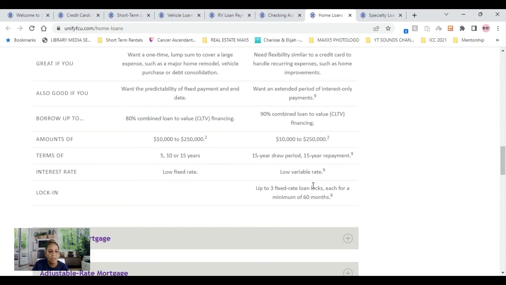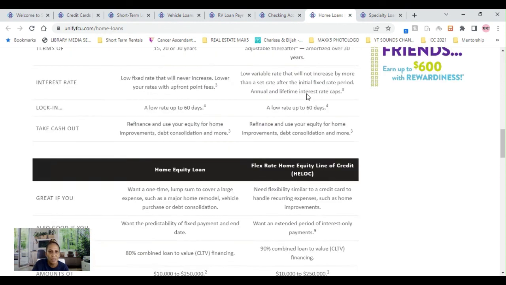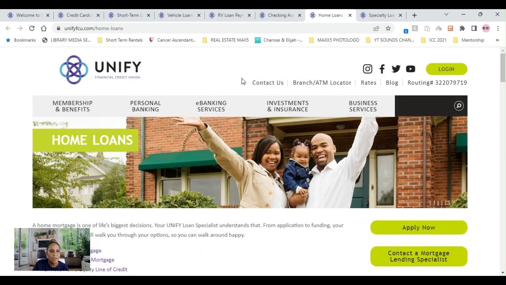It's an amazing credit union. And if you haven't done so, please check it out. I would definitely put my seal of approval on Unify Financial Credit Union.